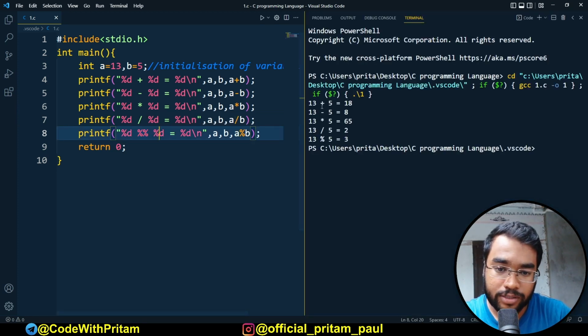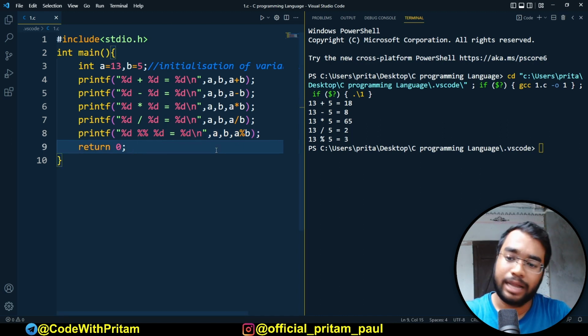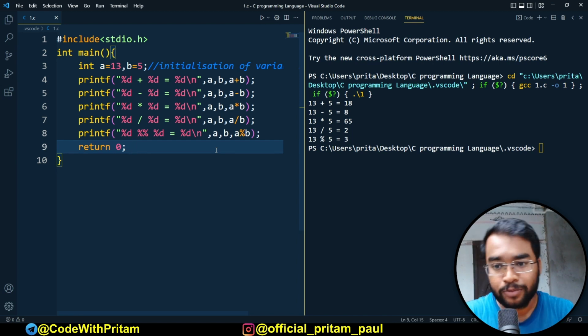So here you can see that 13 plus 5 equal to 18, 13 minus 5 equal to 8, then 13 into 5 equal to 65, 13 divided by 5 equal to 2, and 13 modulus 5 equal to 3. So in this way arithmetic operators work. And if you want to take some input, that is another issue. So this is the arithmetic operation.